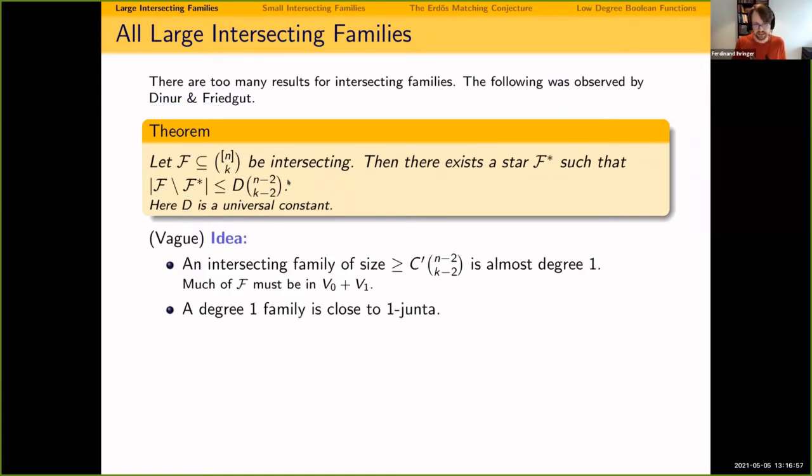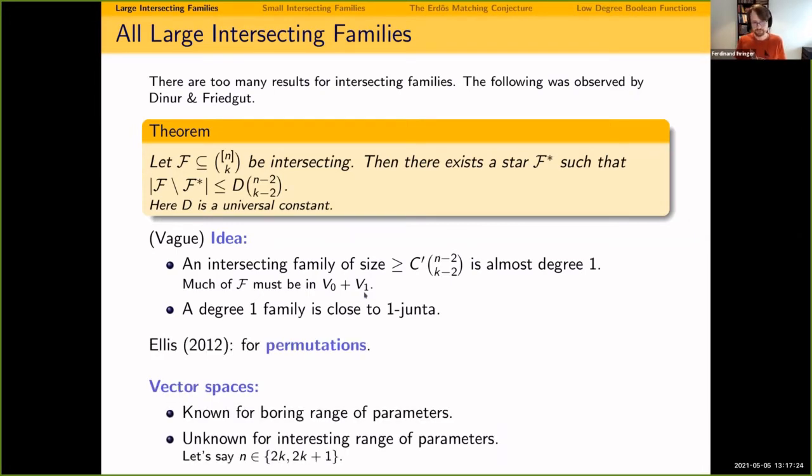And yeah, the idea is basically the same as before. You can use the ratio bound to see that the characteristic vector of a family must be mostly in your trivial eigenspace plus your first eigenspace. And then you know that you can approximate your family by a junta.